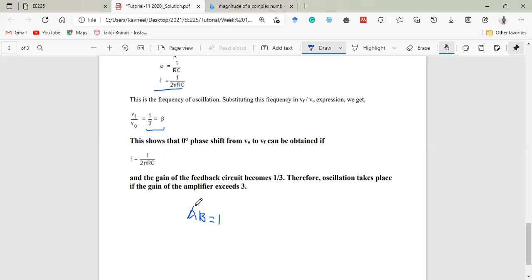So in that particular case, the gain of the amplifier has to be equivalent to 3, because the feedback has a gain of 1 upon 3, in order to satisfy the Barkhausen criteria, right? So in this particular case, the gain has to exceed 3 in order for the oscillation to take place.